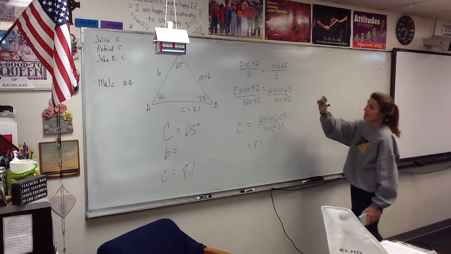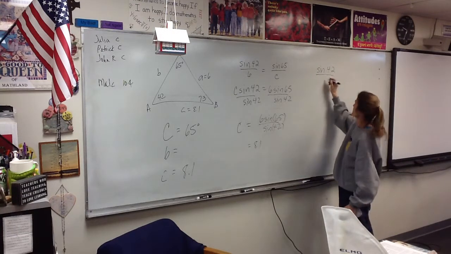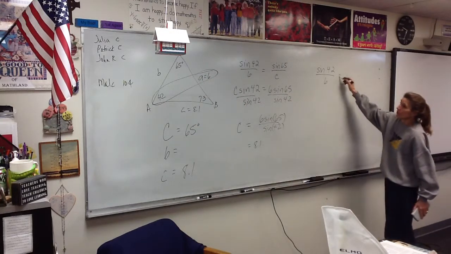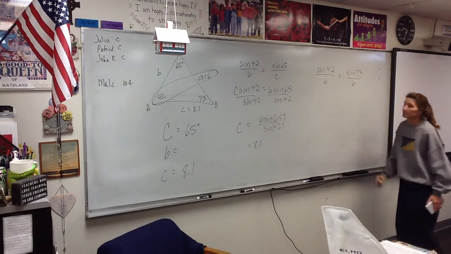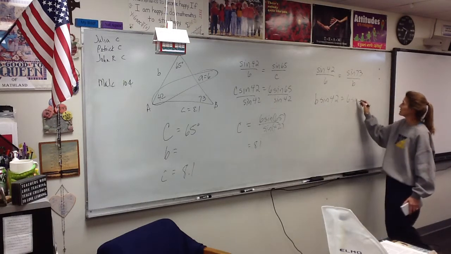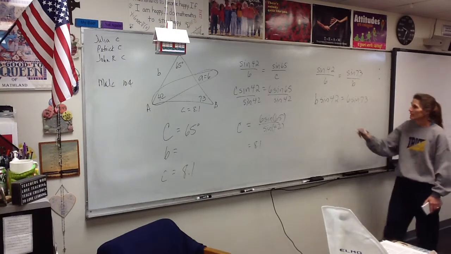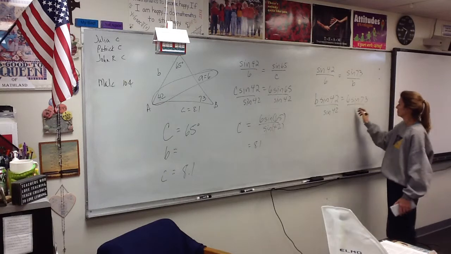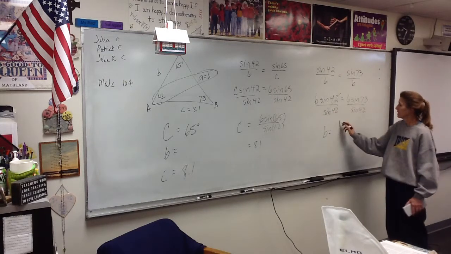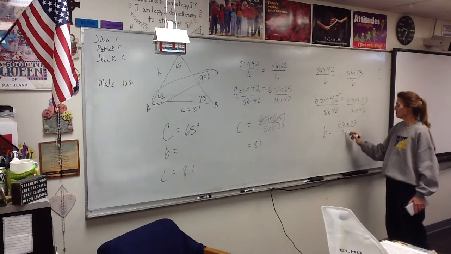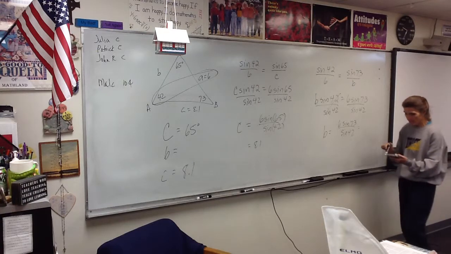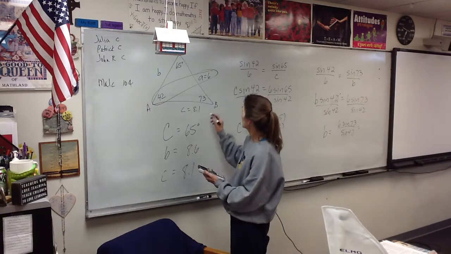And now I need B, so I'll go back and use my original given, so sine 42 over 6, right here, and use this pair. That's the pair I'm starting with. And that's going to equal sine 73 over B. So I will cross multiply. B sine 42 equals 6 sine 73. And I'll divide. So B equals 6 sine 73 over sine 42. So here we go. I got 8.6 for side B.